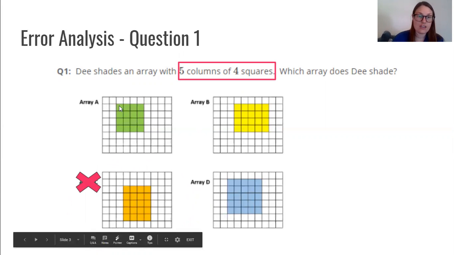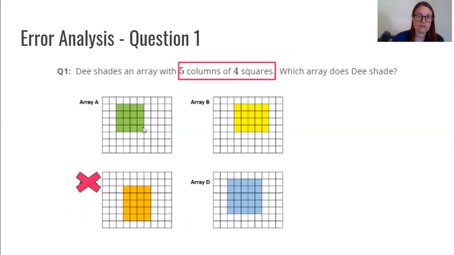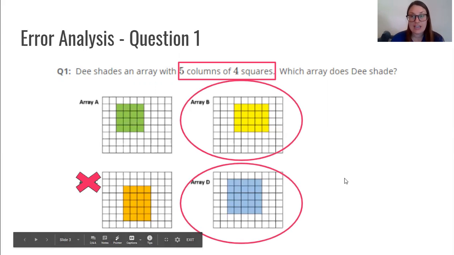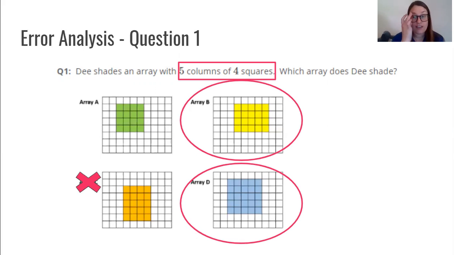So array A, 1, 2, 3, 4. Nope, so that can't be included. Array B, 1, 2, 3, 4, 5. So that's a possibility. We've already ruled out C. We know that's not correct. But then we have D. 1, 2, 3, 4, 5. So arrays B and D do have 5 columns.